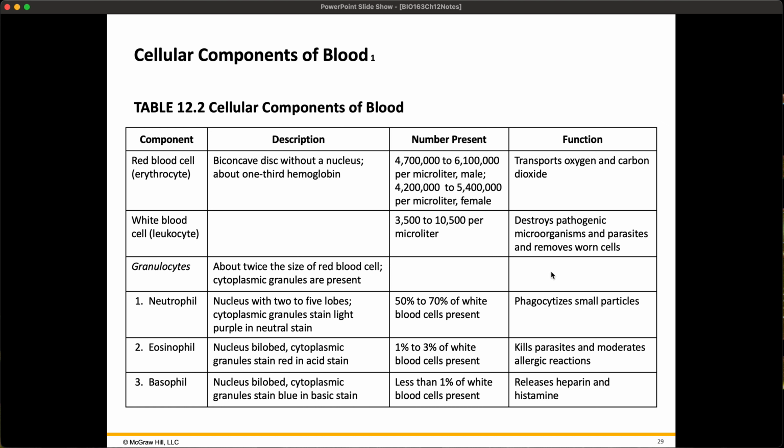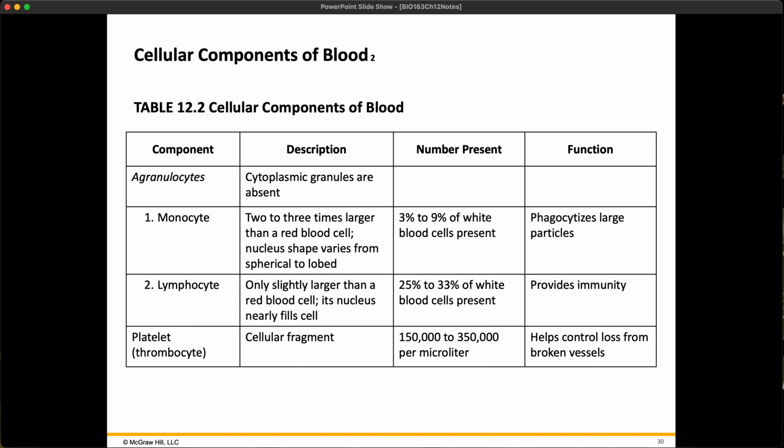This is just a chart going through the different components of blood, so you should definitely understand and know the components, descriptions, function, and then relative numbers present. If you can learn those numbers, good for you. I would definitely learn the different rankings of the white blood cells. So remember, never let monkeys eat bananas. Neutrophils, lymphocytes, monocytes, eosinophils, basophils. That would be helpful.